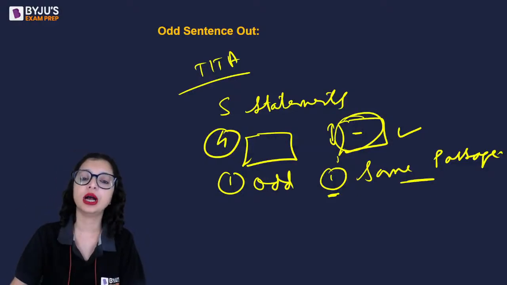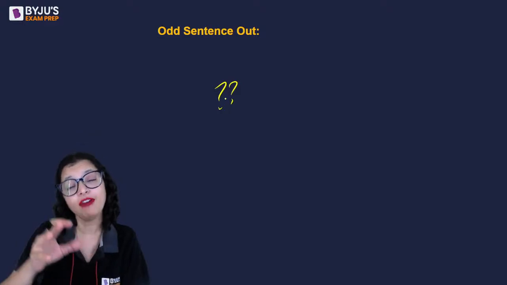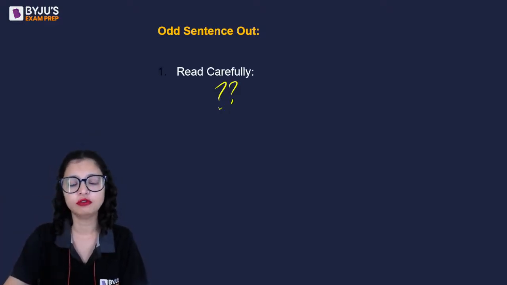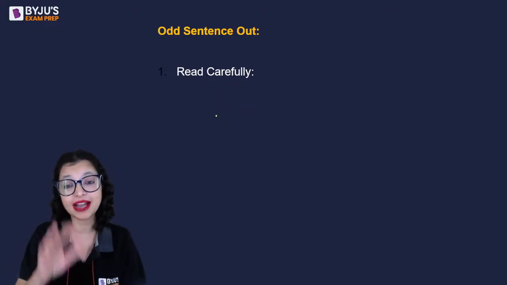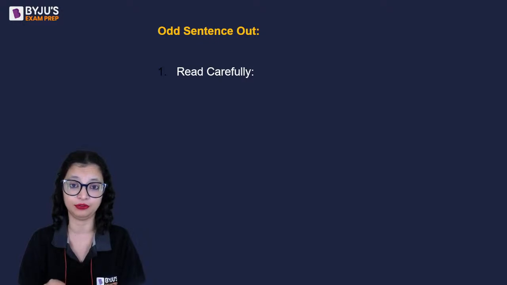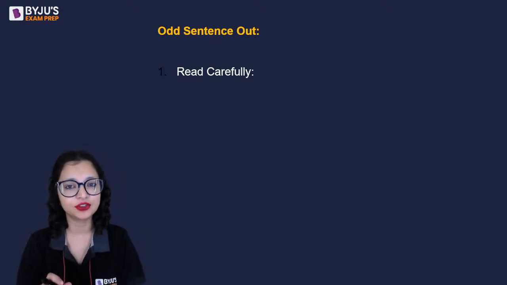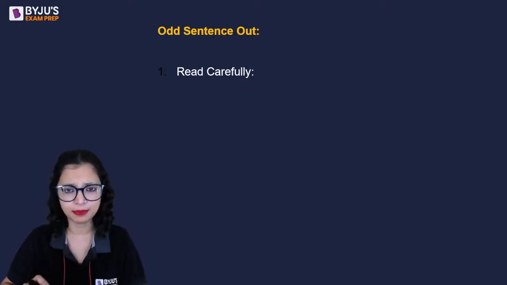Now comes the logic. How are we supposed to find which statement is odd if actually every sentence talks about the same thing? So let's start off with every single pointer that I've written down here. The first step is to actually read every statement carefully. When we do parajumbles, हम क्या करते हैं? We try to find mandatory pairs. We try to find 2 sentences coming together. The same logic is applicable here.